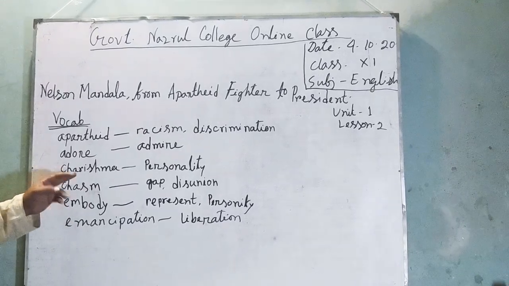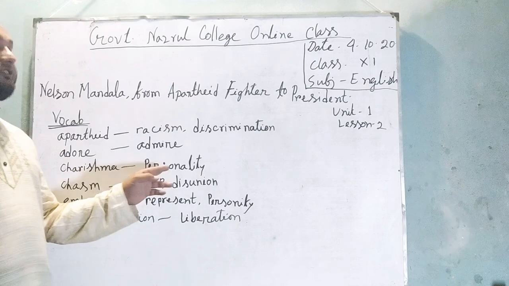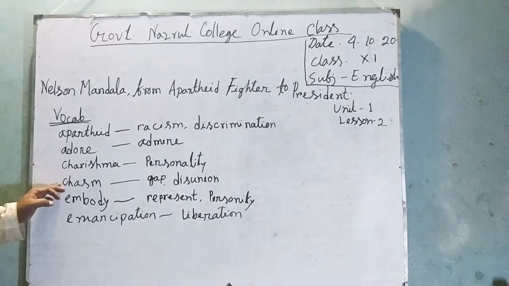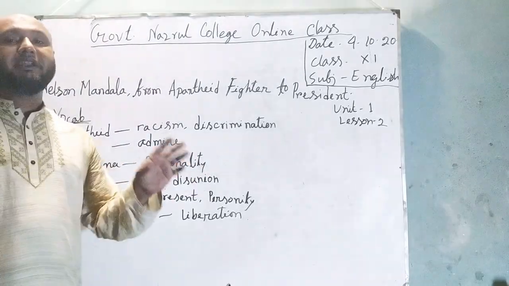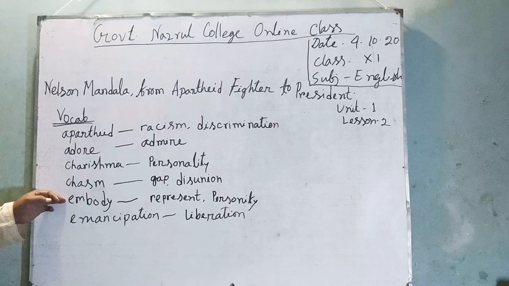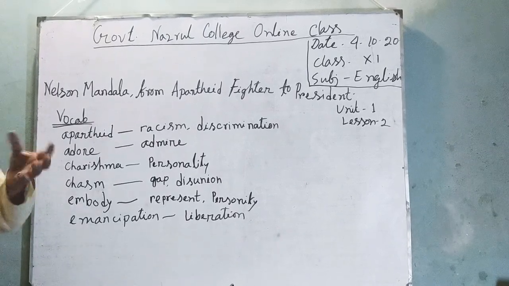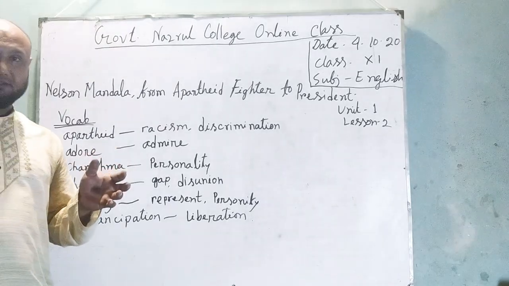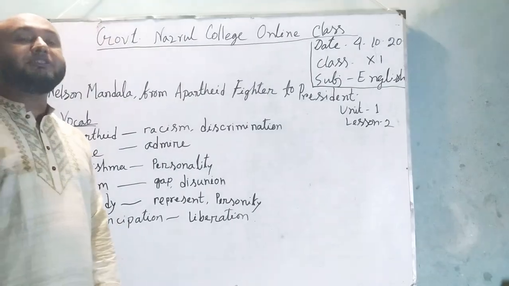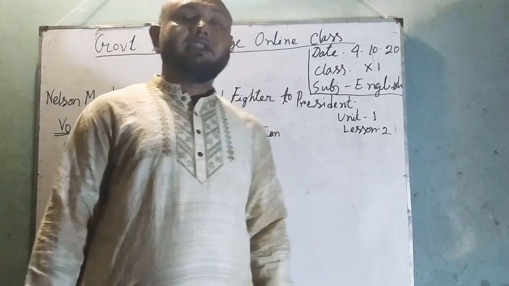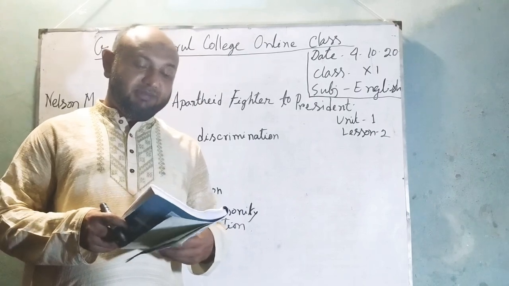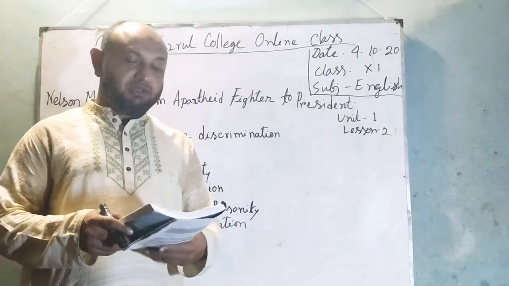Another one is charisma. Charisma means personality. The other one is chasm. Chasm means gap or disunion or rift. Another is embody. Embody means represent, personify. And the last one is emancipation. Emancipation means liberation or freedom.